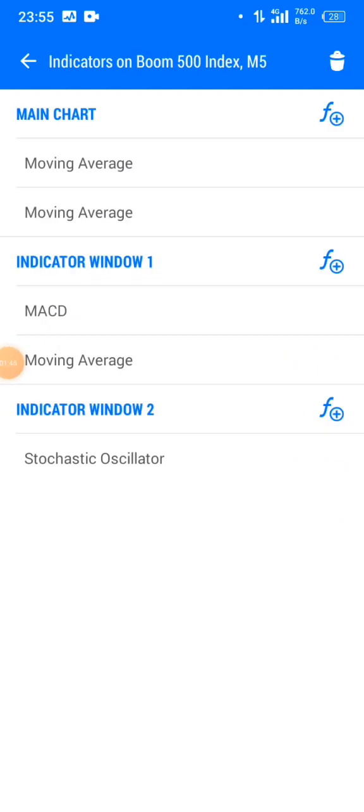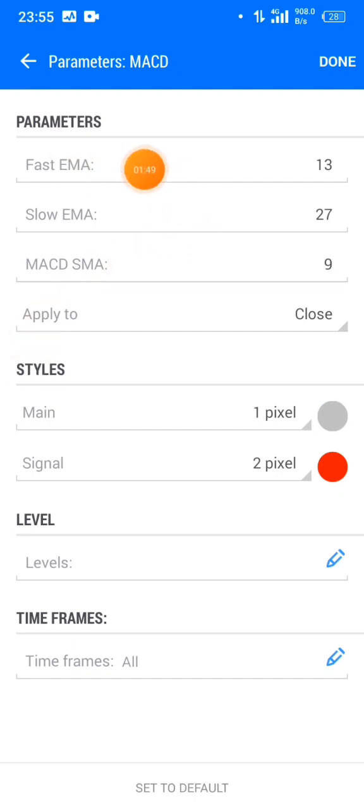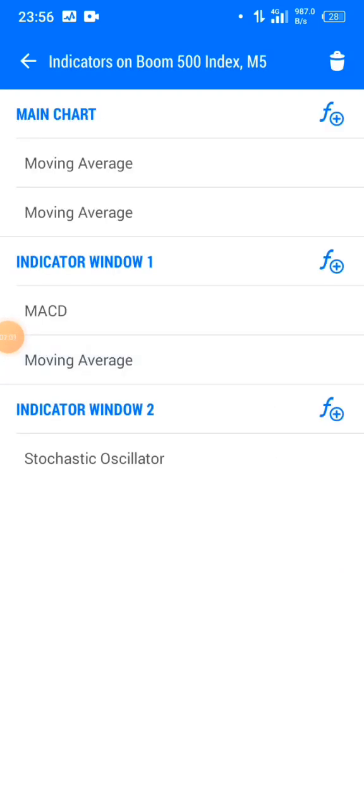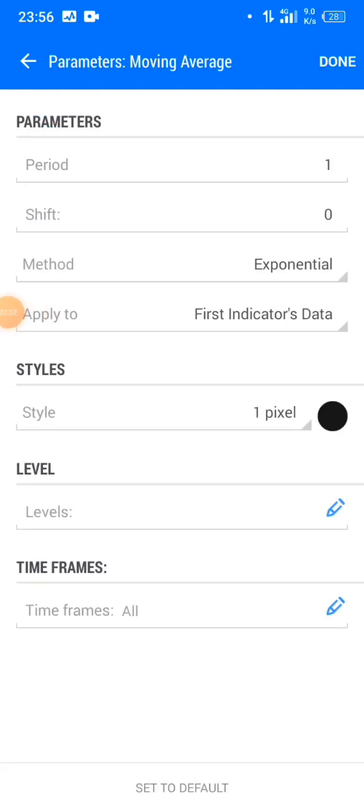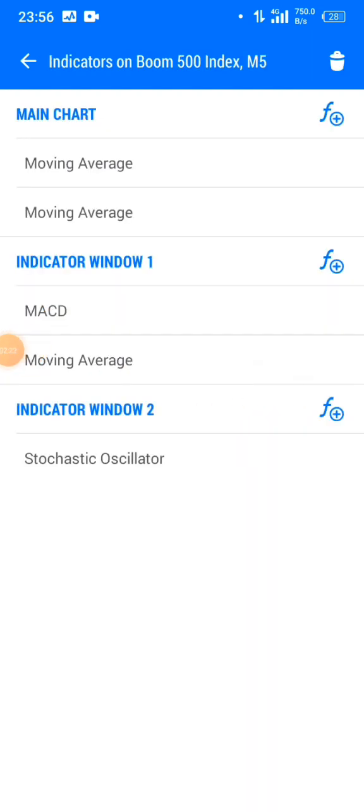Then for the MACD, we're going to be adding fast EMA 30, slow EMA 27, and DSA 9, and then click done. Then on the same indicator window, indicator window 1, we're going to be adding a moving average. Period is going to be 1, shift 0, method exponential, apply to first indicator data. Take note of the apply to right here. It's very important so that your indicator comes out correctly. Then I set it to one pixel, and click done.